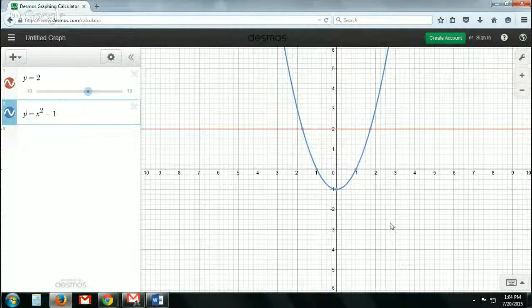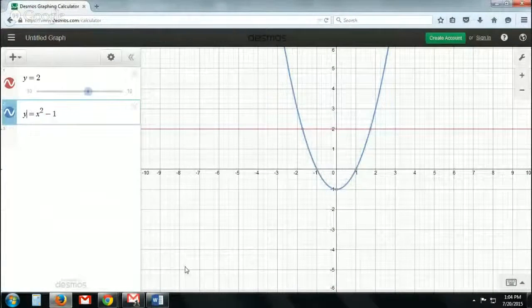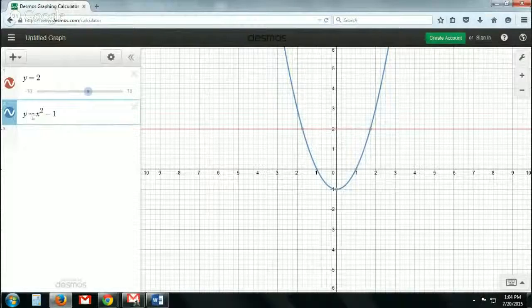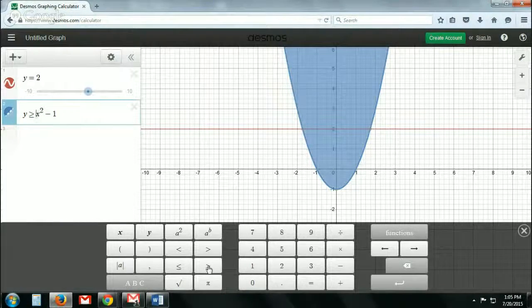Now, just like before, what I want to try to do, I want to test with 0, 0 to see if I want to shade inside the parabola or if I need to be outside of the parabola. So when we test with 0, 0, you would end up with 0 greater than or equal to -1, and that's true. So it's inside of the parabola that we're going to want to shade. If we look just at the parabola, changing this from an equals to a greater than or equals, you see that it is inside that we needed to shade.